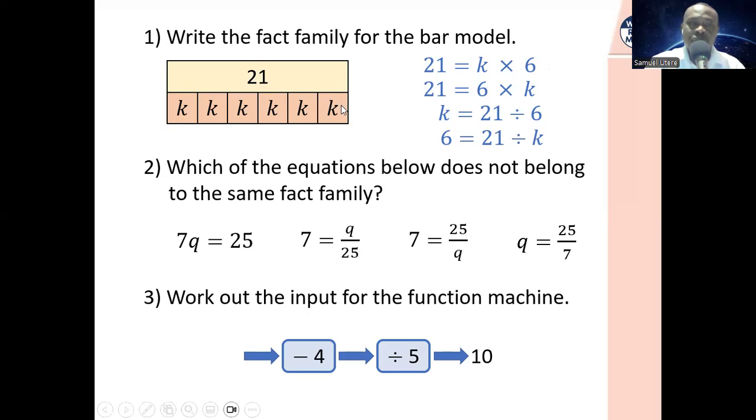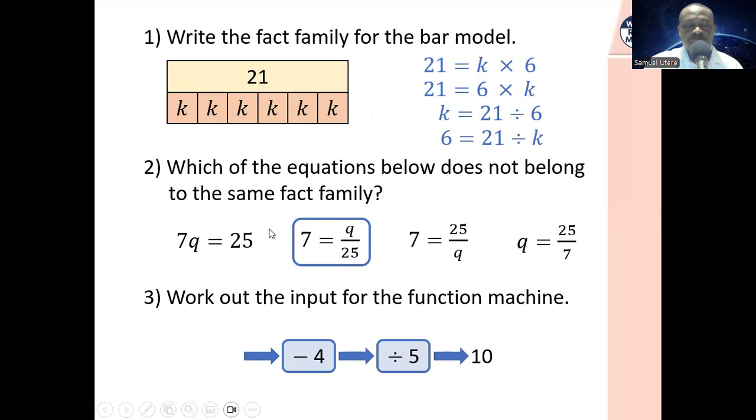Or you can write it the other way around to say, 21 divided by k will give us 6 groups. So it's like saying, if I divide 21 by k, I'm going to get 6 groups of that. Yeah? Okay.